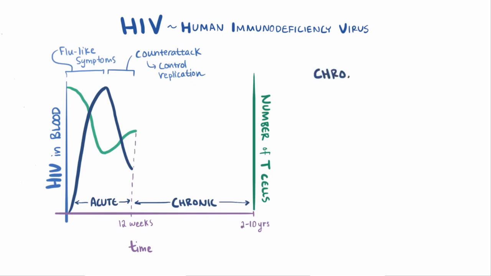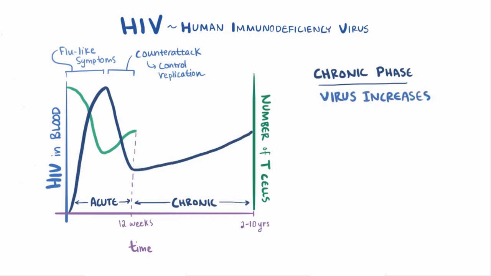After this point, even though there might not be any clinical signs or symptoms, the virus is steadily chipping away at the immune system, and the number of viruses in the blood slowly increases, while at the same time T cells slowly decrease, losing about 1 to 2 billion T cells every day.